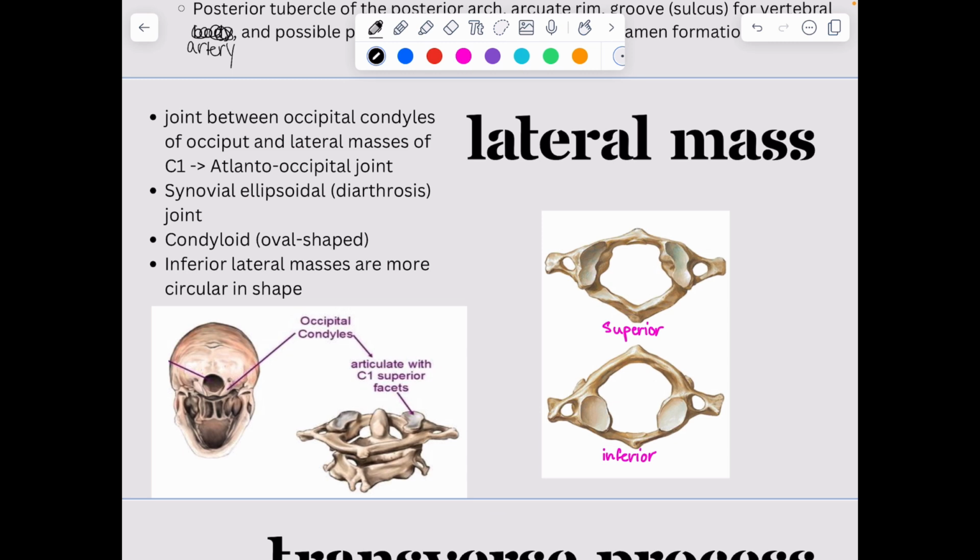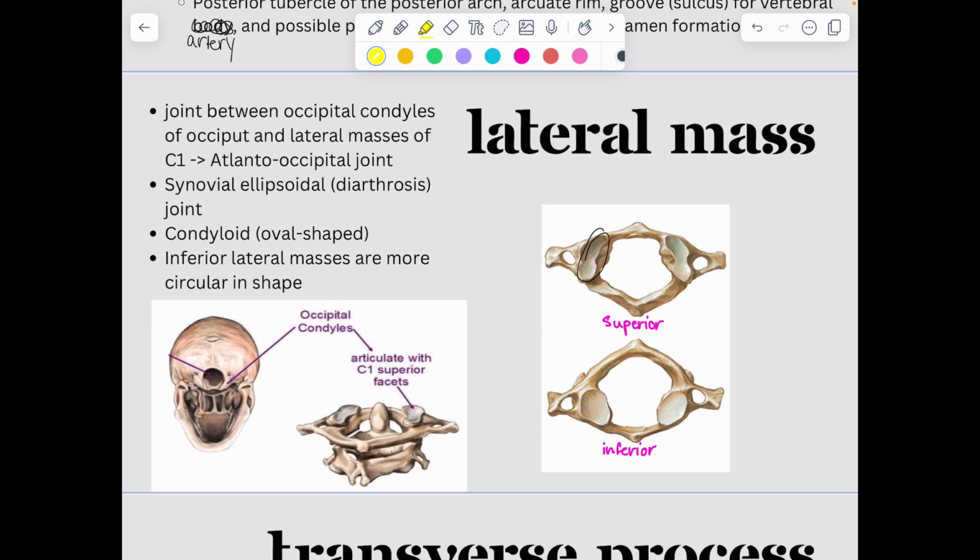The lateral masses is the joint between the occipital condyles of the occiput and the lateral mass of C1. It's a synovial ellipsoidal. Know that it is synovial ellipsoidal. That Miss Beveridge said is a frequently missed question. And then it's condyloid, oval in shape. The way you can tell the top from the bottom is the top one is kind of like a peanut. And then the bottom ones are more circular.